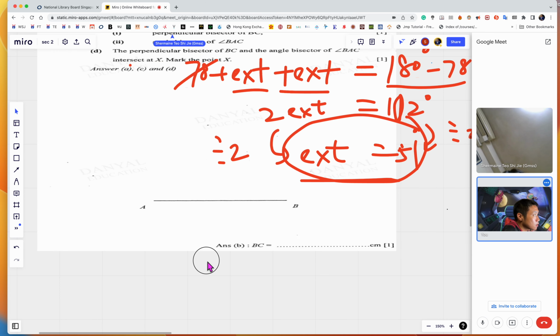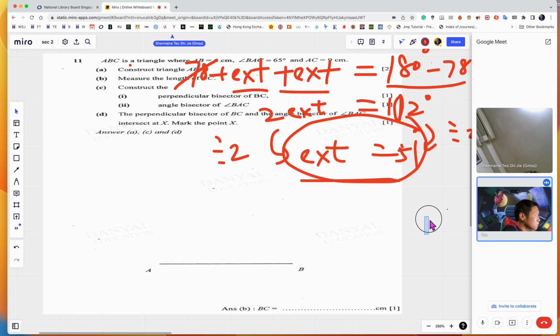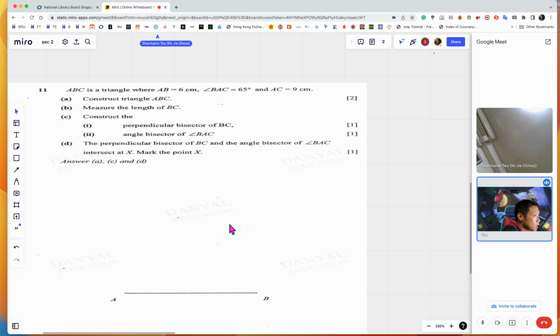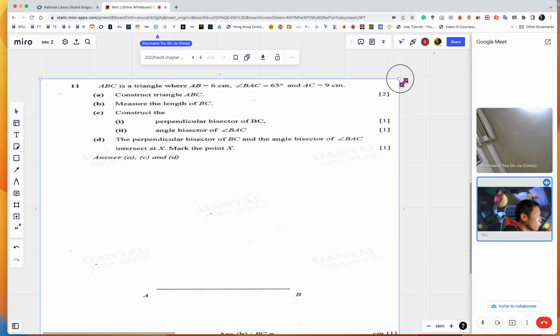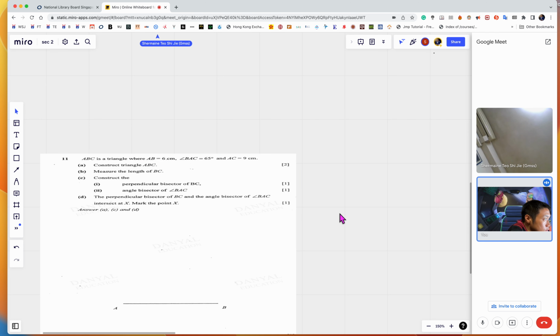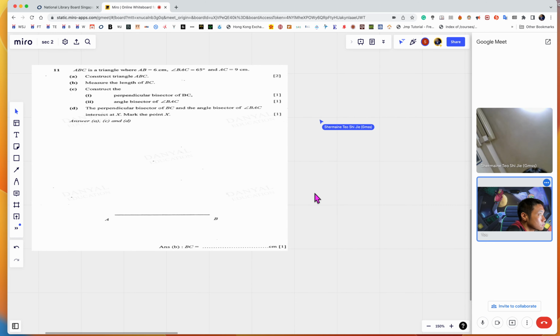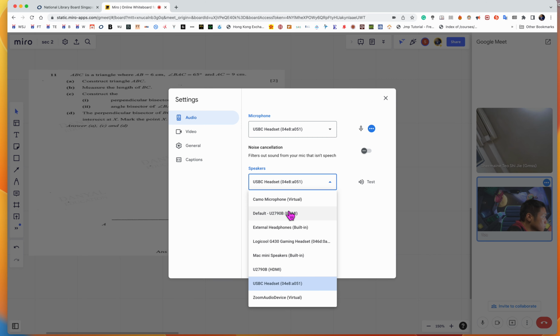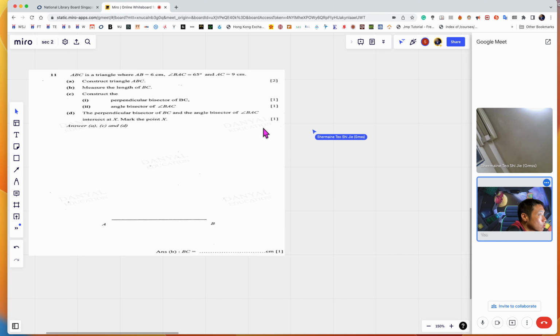So this is the convenience of this Jamboard. No, this is called Miro. Because I can move this question to anywhere I want. Can you see the question? Can you bring your cursor down? Good. Okay, so how do you draw this?